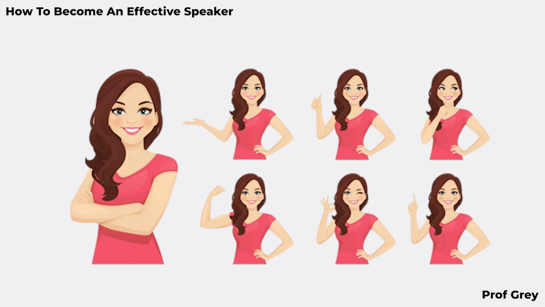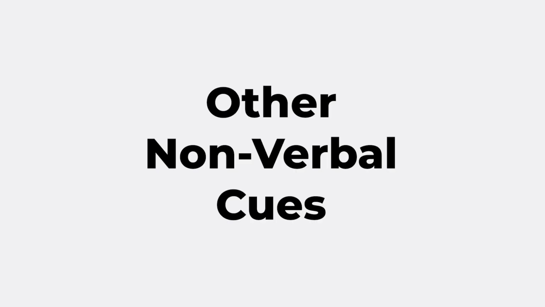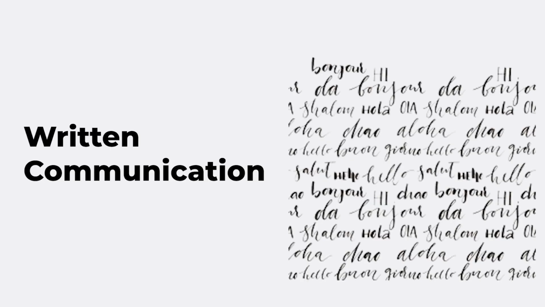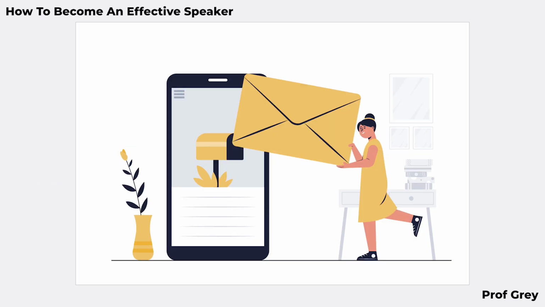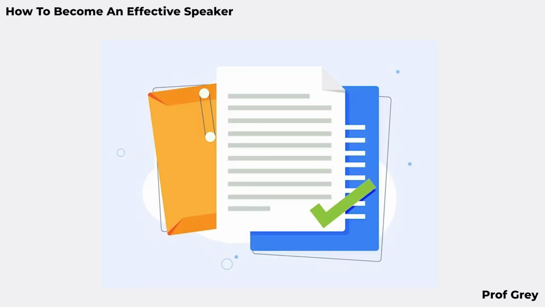Non-verbal communication is the use of gestures, facial expressions, body language, tone of voice, and other non-verbal cues to convey a message. It can be intentional or unintentional and is often used to supplement or reinforce verbal communication. Written communication. It is the use of written words to convey a message. It can take many forms, including emails, memos, reports, letters, and many other documents.